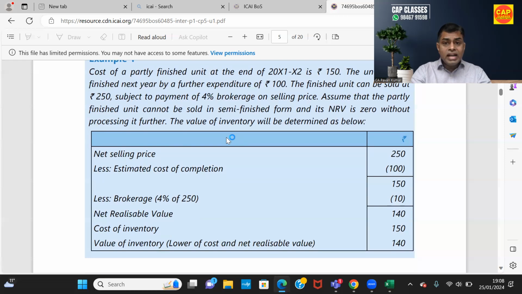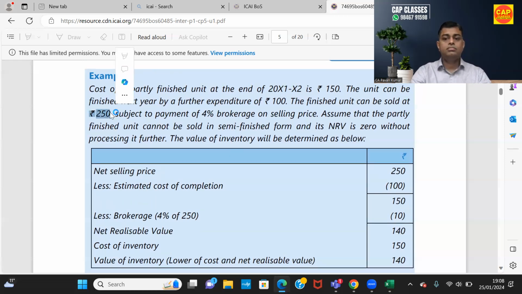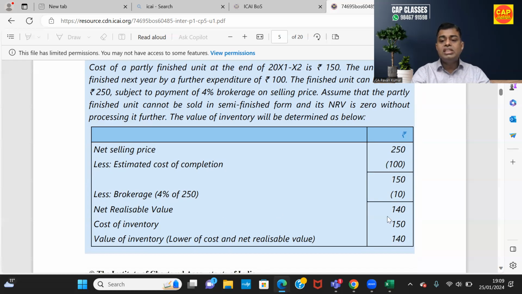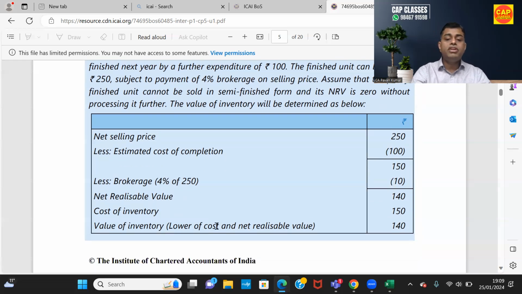Now, net selling price is 250. You have already incurred 150 cost, and another 100 rupees is the further completion cost. So 250 minus further completion cost 100, and from that subtract brokerage; net realizable value is 140. Cost of inventory is 150. So the value of inventory is the lower of the two, 140. Basic example they have given. Just read the question, read the answer.